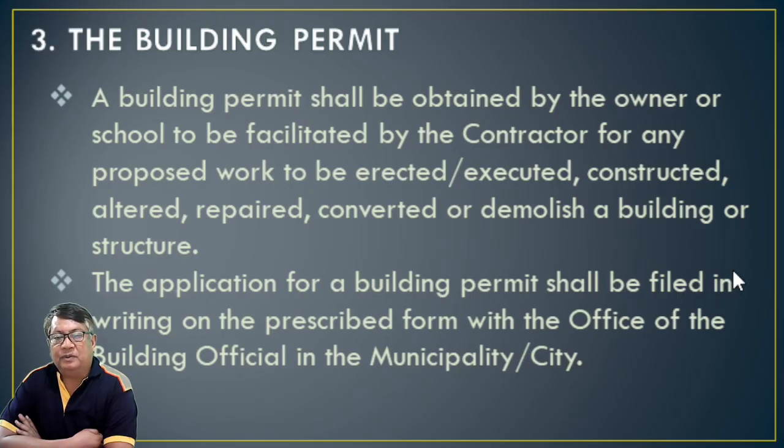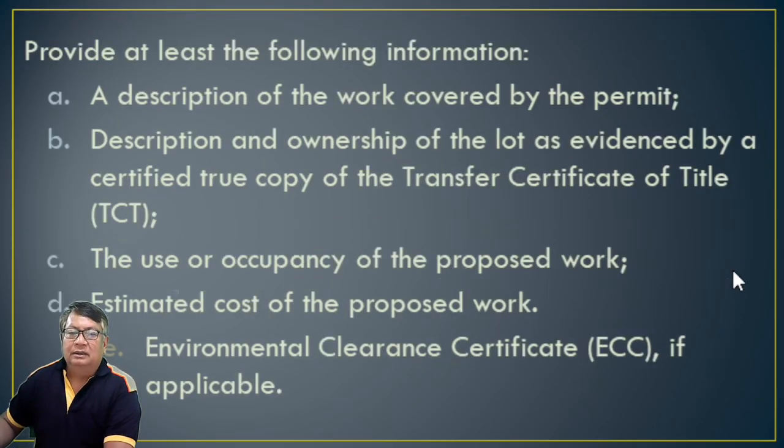The application for a building permit shall be filed in writing in the prescribed form with the Office of the Building Officials, or OBO, in the municipality or city. Provide at least the following information. Letter A, a description of the work covered by the permit.